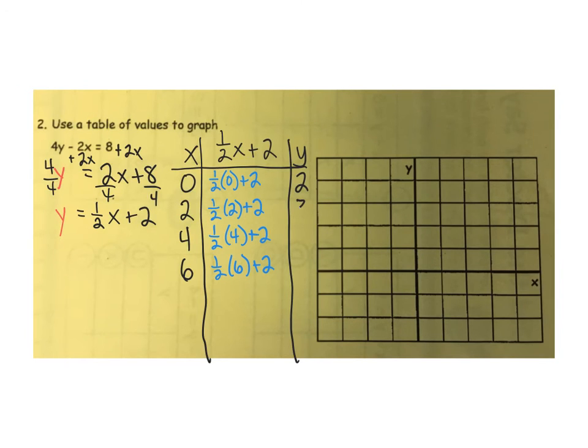Here. 3. What's 1/2 of 4? 2 plus 2. 4. What's half of 6? 3 plus 2. Is this a pattern? 2, 3, 4, 5? It will always be a pattern. Something that you can count on. Hey, real quick. How did 2 become 3? How did 3 become 4? How did 4 become 5?